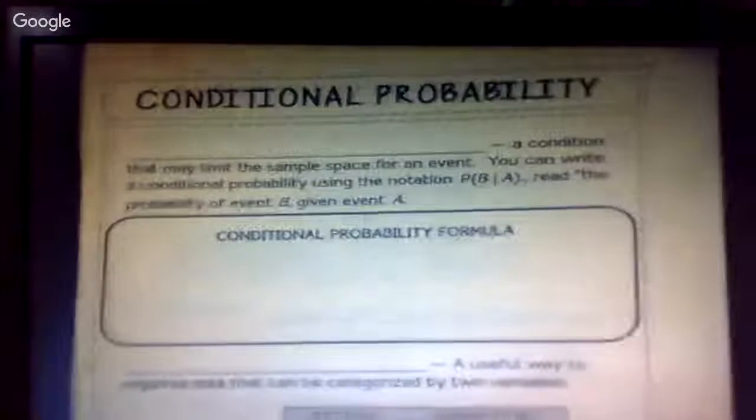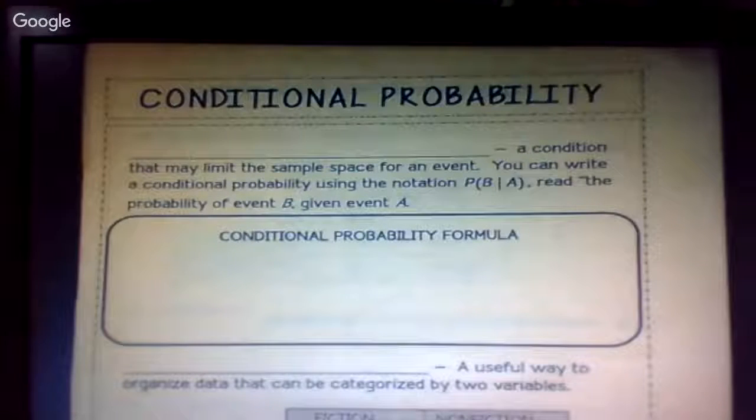So when you're finished, you now have a booklet on conditional probability. Everybody needs to applaud. This is your last photo in math too. Yay! Finally. He says finally.